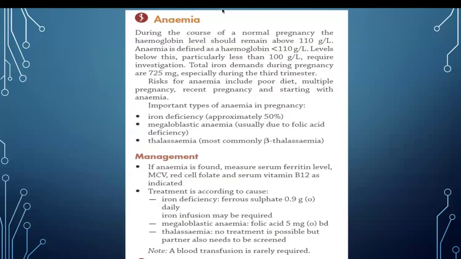Moving on. So anemia. Anemia in pregnancy is not uncommon. So what is the most common cause of anemia in pregnancy, guys?